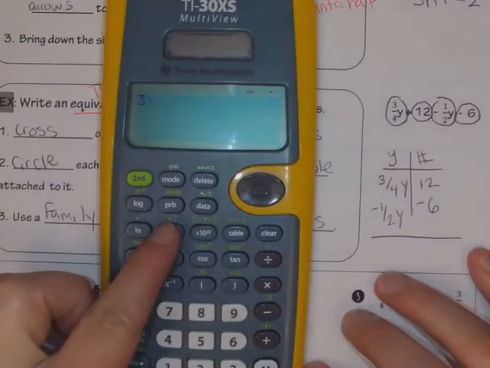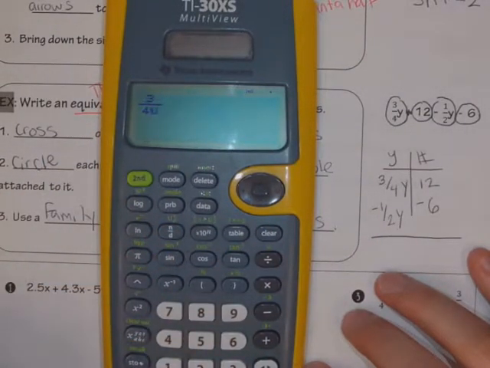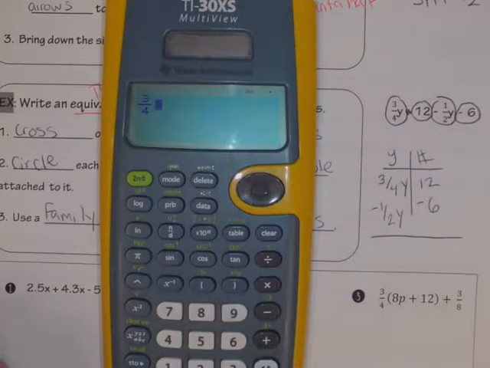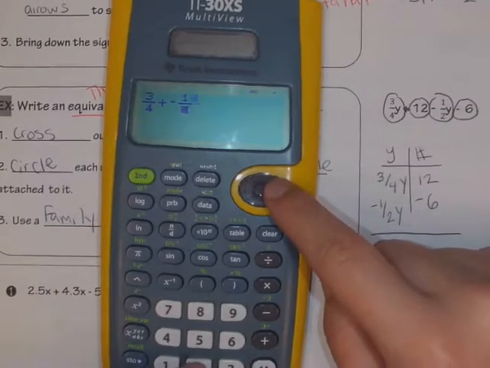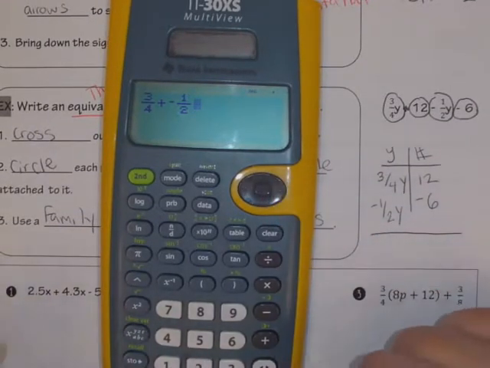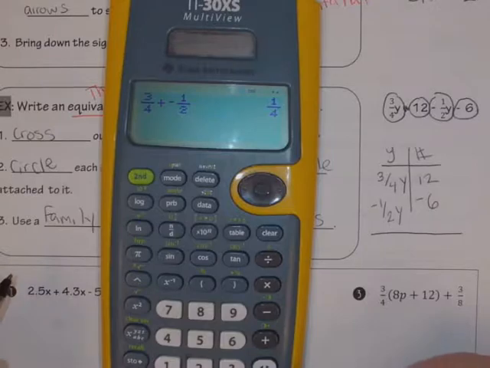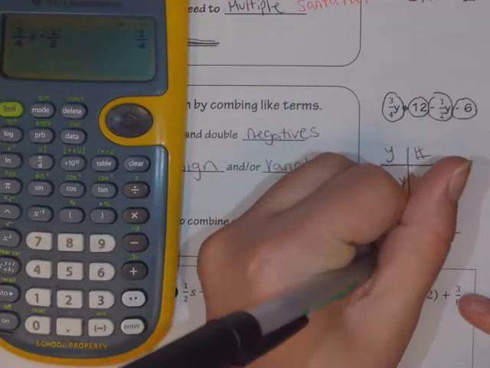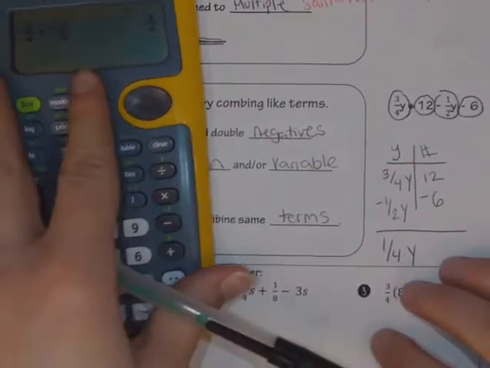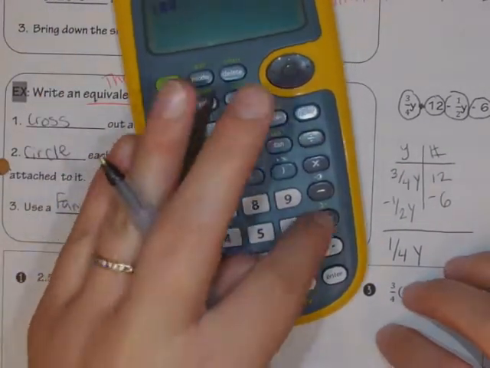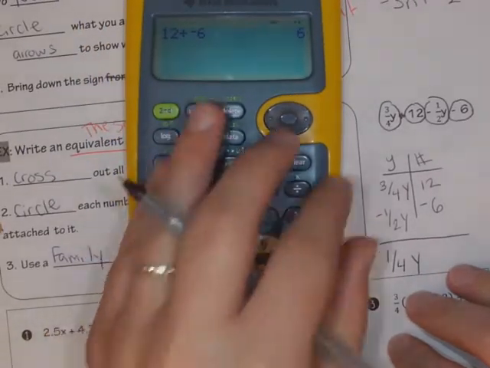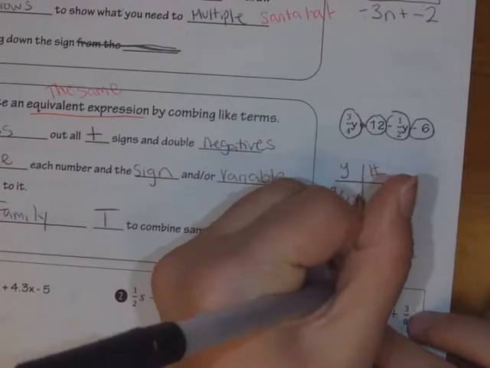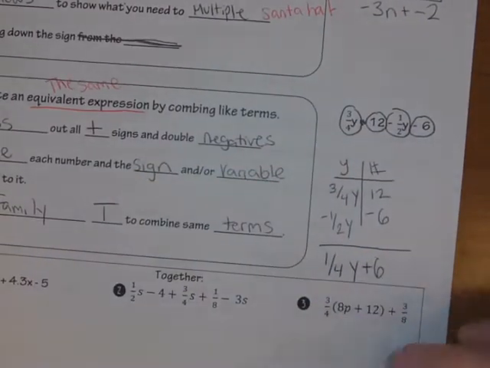So you have 3/4, arrow over, plus -1/2. And that's positive 1/4. So you have 1/4 y. And then you have 12 plus -6 is 6. And it's a positive 6, so it's going to be plus.